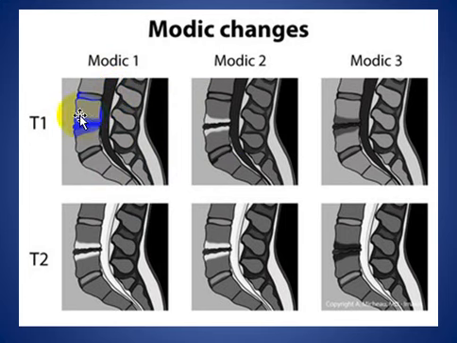This is type 1: low signal intensity in T1, high signal intensity in T2. This is the inflammatory type, and this is type 2, the fatty type. Fatty yellow type has high signal in T1 and high signal in T2, and the sclerotic type has low signal in T1 and low signal in T2.